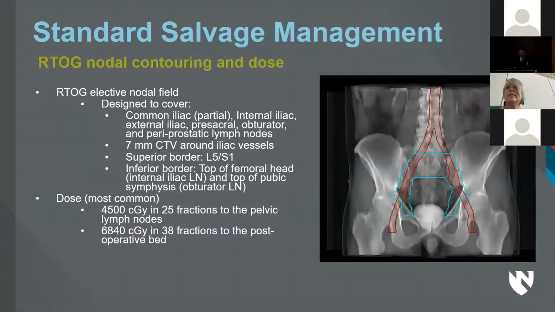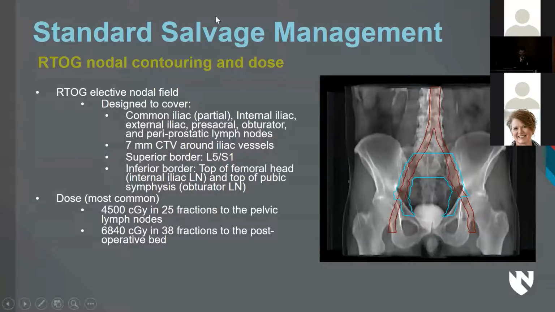So I want to take a step back for a second and discuss how we typically do nodal coverage in patients that have biochemically recurrent prostate cancer. If you were to enroll a patient on an RTOG protocol, they would want to see that your nodal fields are as such. They want coverage of the common iliac, internal iliac, and external iliac lymph nodes, presacral, obturator, and periprostatic lymph nodes. And this is done by adding a 7 millimeter CTV margin around iliac vessels, with the superior border being at the L5-S1 junction and the inferior border at the top of the femoral head.